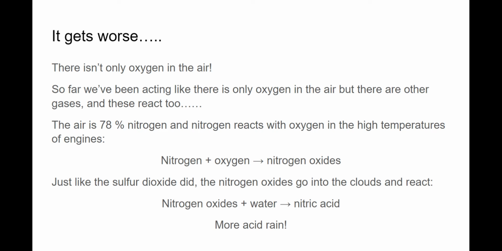And just like the sulfuric acid, the nitrogen oxides rise up in the atmosphere. They go into clouds, react with the water in the clouds, and give us nitric acid, which again is a very strong acid and gives us very acidic rain.